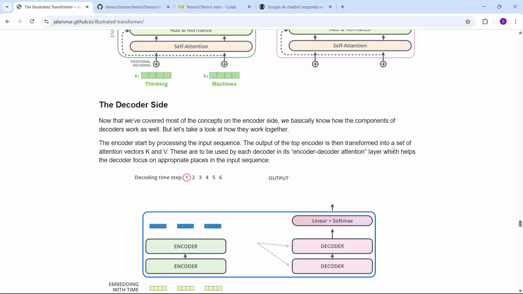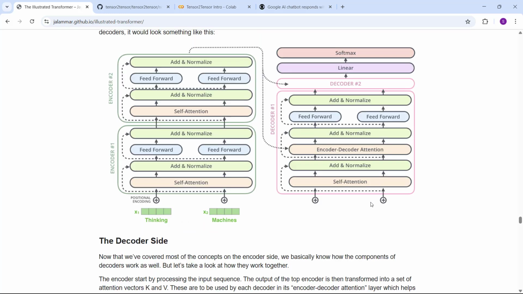And then we apply the self-attention. In step number 1, there is only the starting sequence, so it calculates the self-attention for only the starting sequence in the decoder. If you notice the diagram here, from the encoder we take the key and value vectors, and from the decoder we take the query vector, and we do the encoder-decoder attention.